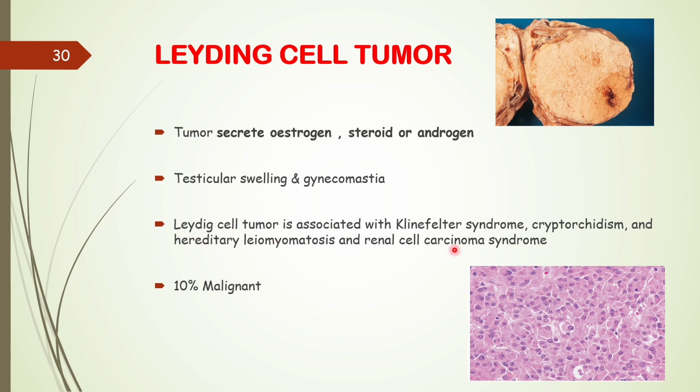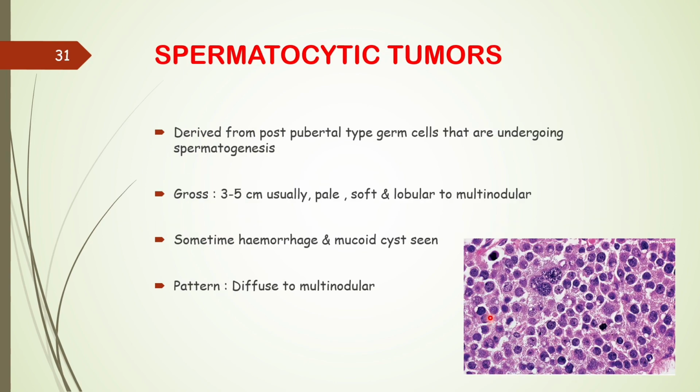And Leydig cell tumor is associated with Klinefelter syndrome, cryptorchidism, and hereditary leiomyomatosis and renal cell carcinoma syndrome. And 10% of Leydig cell tumors could be malignant. So this is the classical appearance of Leydig cell tumor, because we know that Leydig cells contain dark eosinophilic cytoplasm. The cytoplasm is eosinophilic. So these are the Leydig cells, right? Leydig cell tumor. All right.